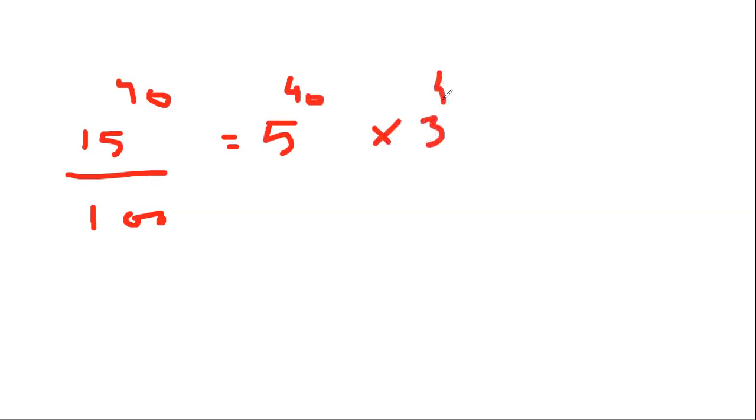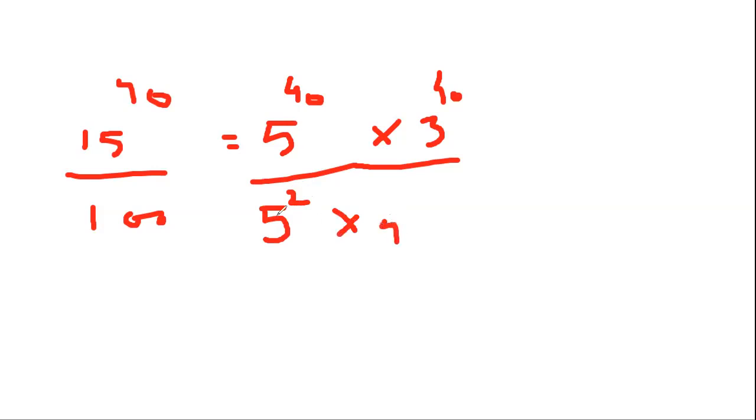I hope this is clear with you guys. Because 15 is 5 into 3, to the power 40. So this is nothing but 5 to the power 40 multiplied by 3 to the power 40. Similarly, 100 you can write as 5 square into 4, 25 into 4, that is 5 square into 4. I hope it's clear till now.